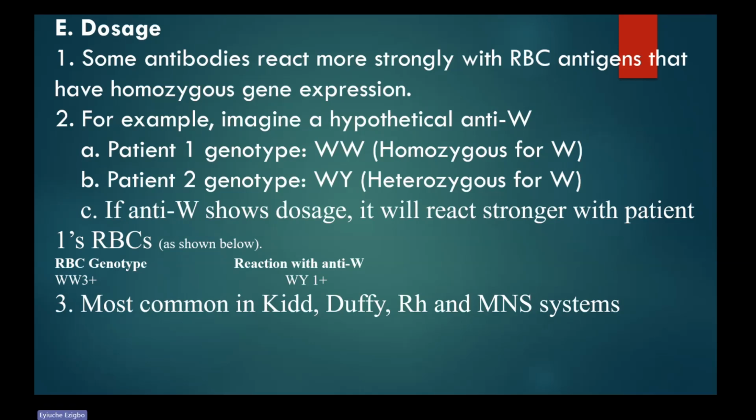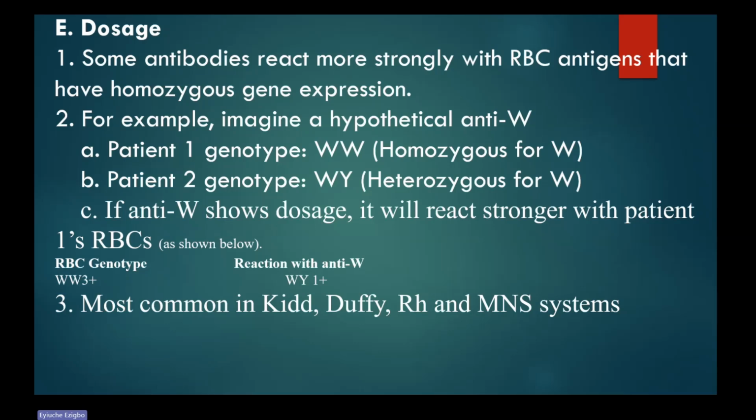The reaction between red blood cells and their antibodies also shows what we call dosage, meaning that some antibodies react more strongly with red blood cell antigens that have homozygous gene expression. We talked about the dominance of the ABO blood group, but sometimes there is variation in the expression of these blood groups. This expression variation also contributes to blood grouping. For example, imagine a hypothetical anti-W. The patient is homozygous for this antibody.